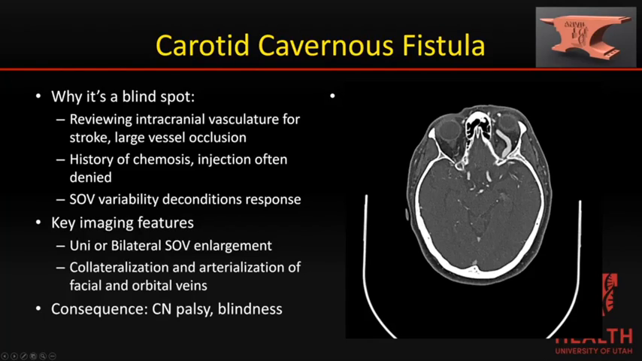We may be looking for a stroke workup, but consider arterialized vessels when you have a CC fistula. Notice the arterialized enhancement of orbital, facial, and the superior ophthalmic vein.